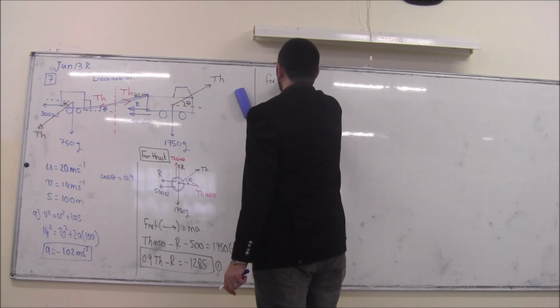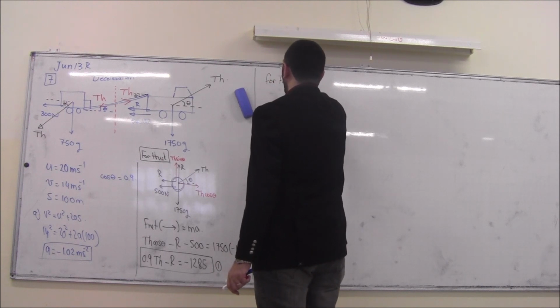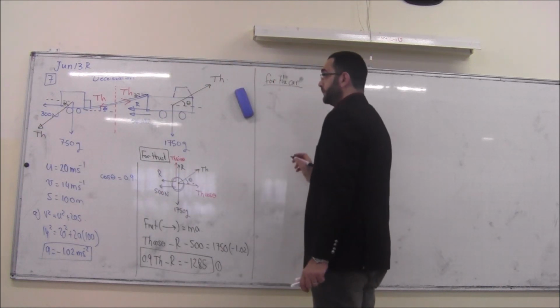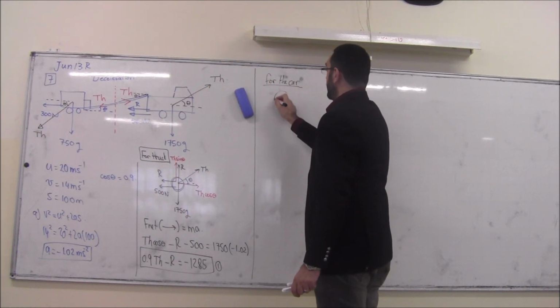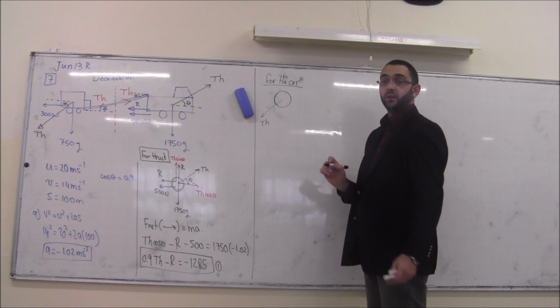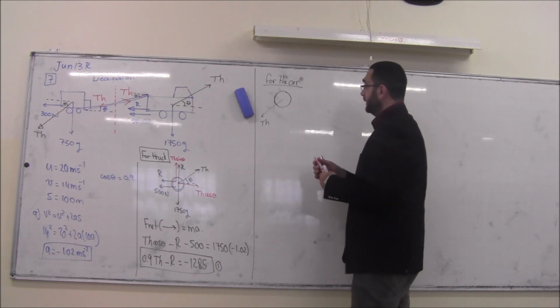For the car now, I will redraw also the free body diagram. For the car now, look, we have thrust in this way. Thrust, normal.